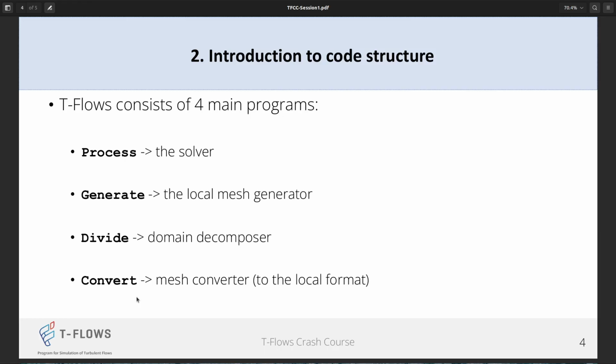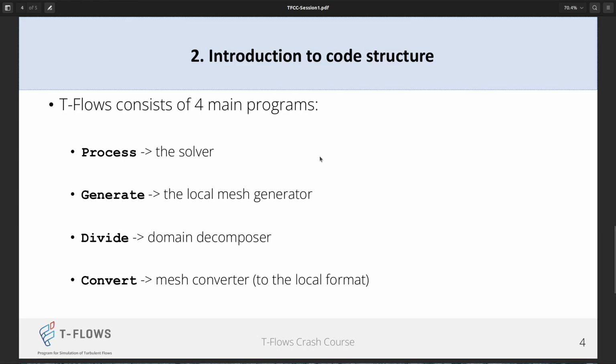So that's it. And in most cases we need process to run the case and generate to generate the mesh. If you're running in parallel, you need divide also, because then you have to decompose your domain and then run it in parallel. But that's just the main structure of the code per se.